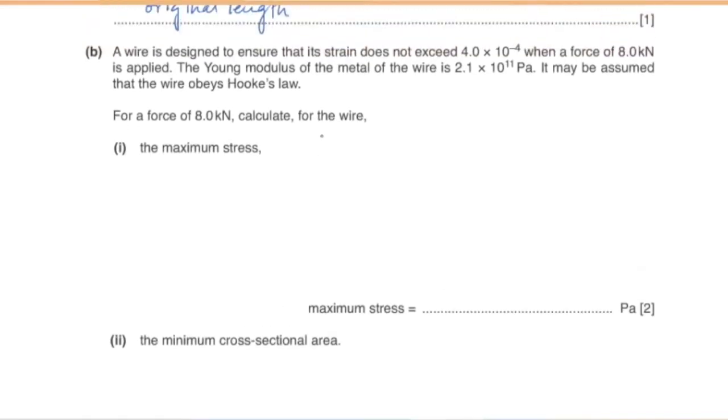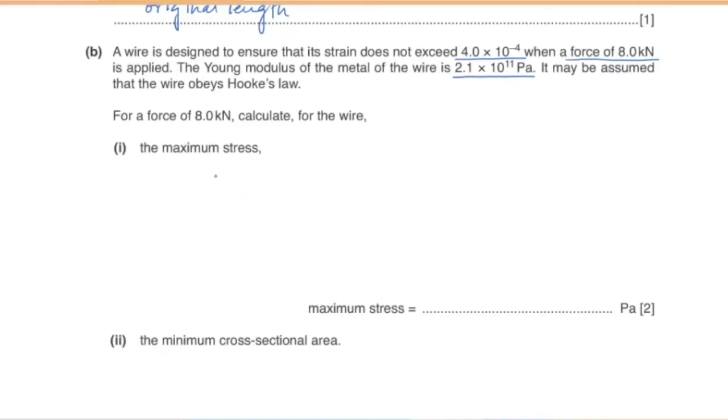Part B, a wire is designed to ensure that its strain does not exceed 4 into 10 to the power of negative 4 when a force of 8 kilonewtons is applied. The Young modulus of the metal of the wire is 2.1 into 10 to the power of 11 pascals. It may be assumed that the wire obeys Hooke's law. For a force of 8 kilonewtons, calculate for the wire the maximum stress.